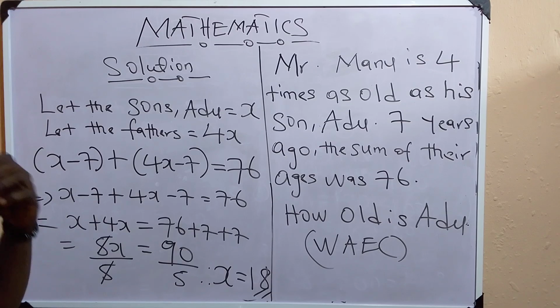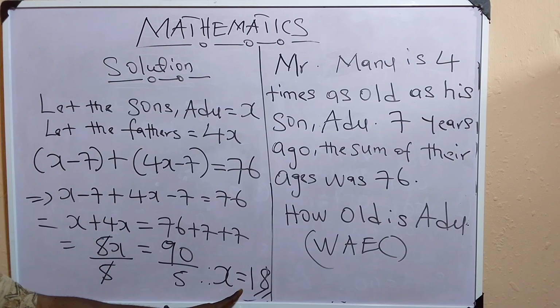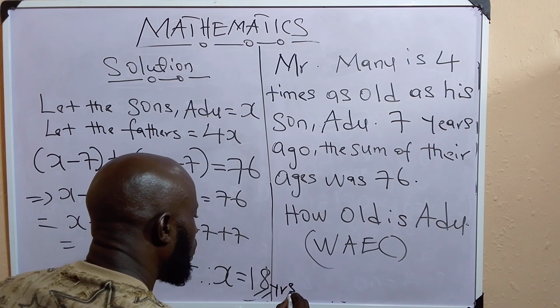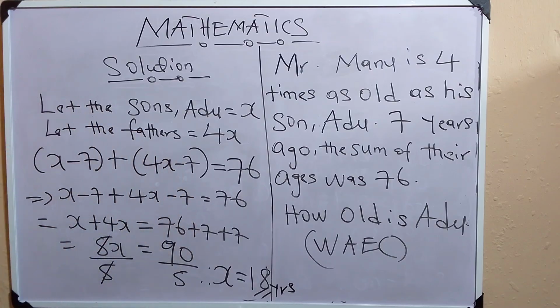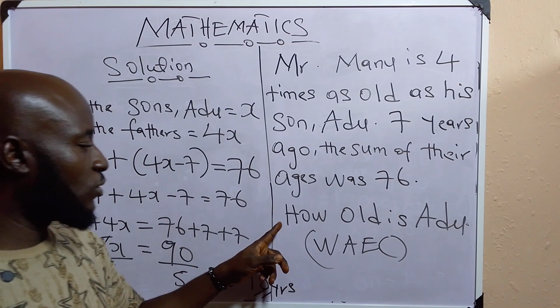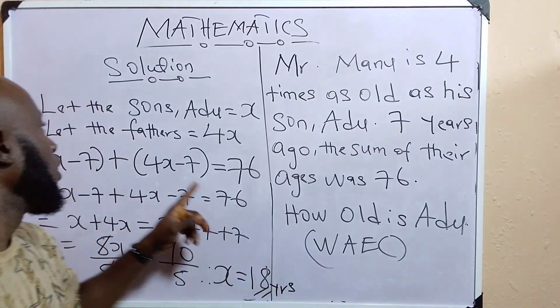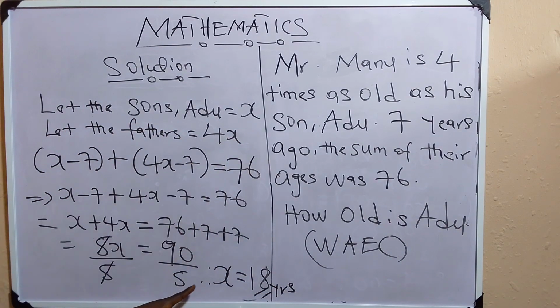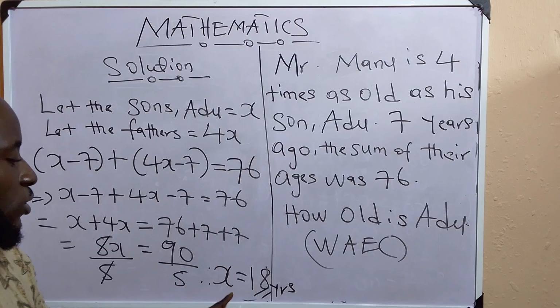Remember, the son's age is now 18. The value of x is the son's age. That means the son, Adu, is 18 years. Let's go back to the question. They say, how old is Adu? Remember that they let the son's age, Adu, be x. It means that Adu's age is 18 years.